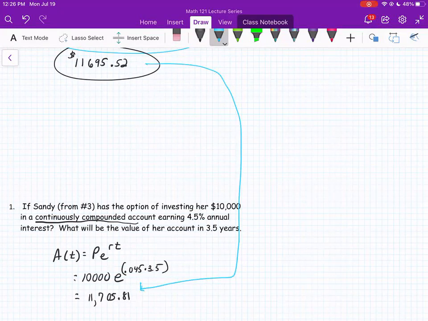So the type of compounding account you have does play a role in how much money you will earn in interest or how much you will owe if you are borrowing.